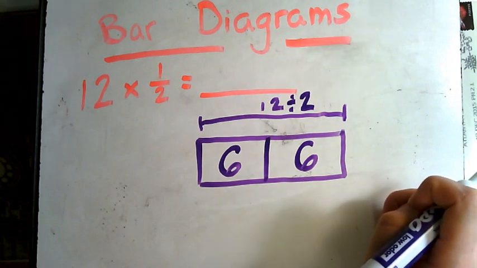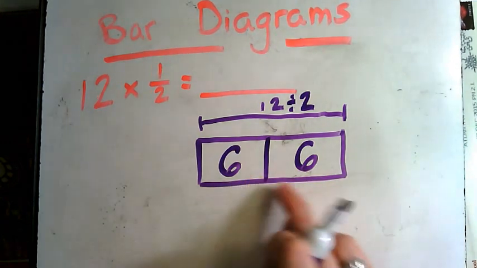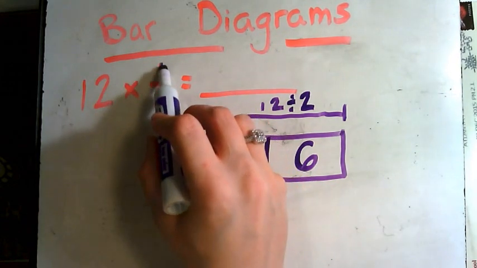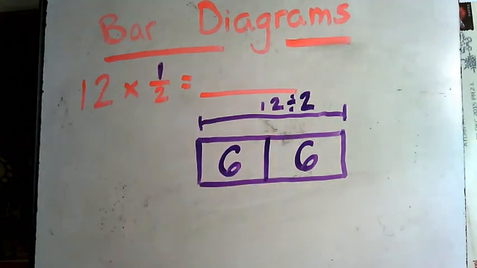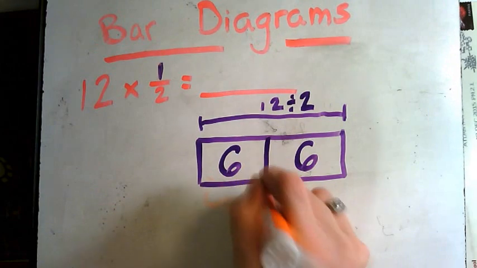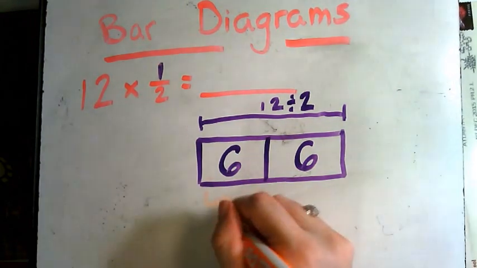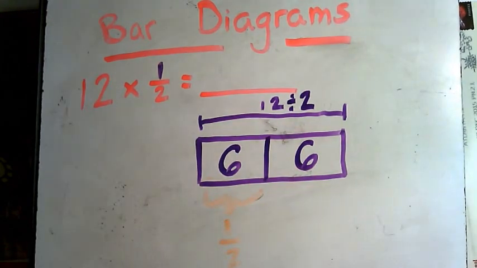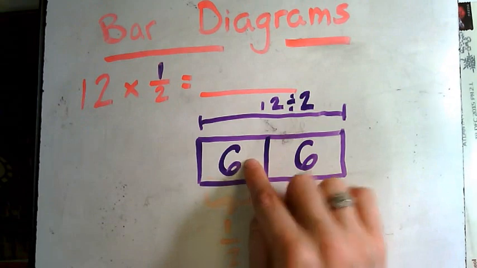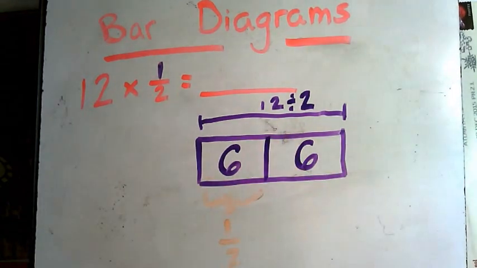My final step is to then look at how many parts of the whole it's asking about. And to do that, we look at the numerator, in this case 1. It's talking about one of the 2 pieces. So I'm only going to be looking right here at this piece. This is 1/2. So the answer, 12 times 1/2, equals 6, because half of 12 is 6.